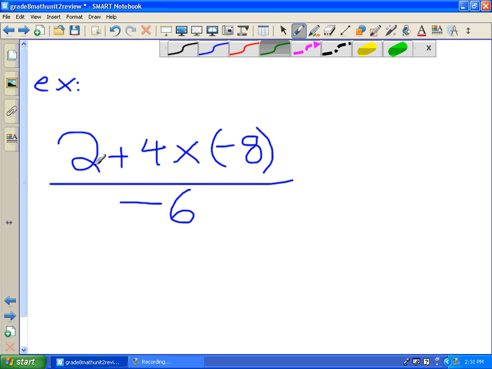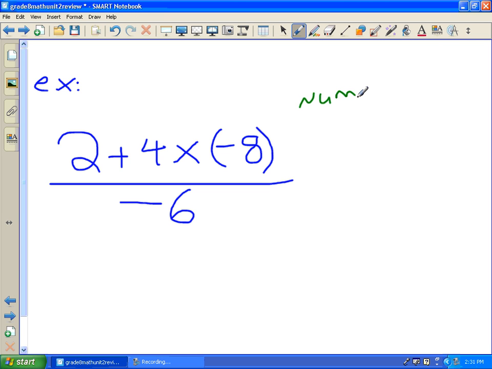Well, since we have a lot of things on top, we're going to work out the top before we work out the bottom. So let's work out the top, or the numerator, first. What have we got? We've got 2 plus 4 times negative 8. So we need to work out the multiplication part first according to BEDMAS. So I'll rewrite this: 2 plus, and 4 times negative 8 is 32, and of course it's a negative because a positive times a negative is a negative.